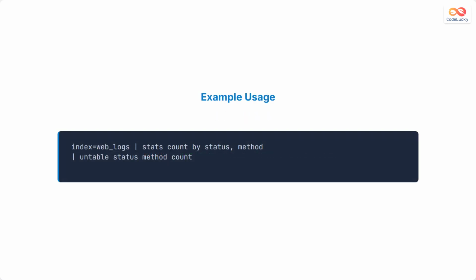For example, after running a search that aggregates counts by status and method using the stats command, you can use untable to transform the resulting wide format table. This turns each status and method combination into separate events, making it easier to filter and analyze data row-wise.